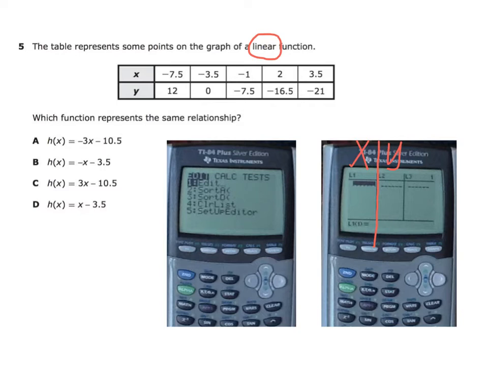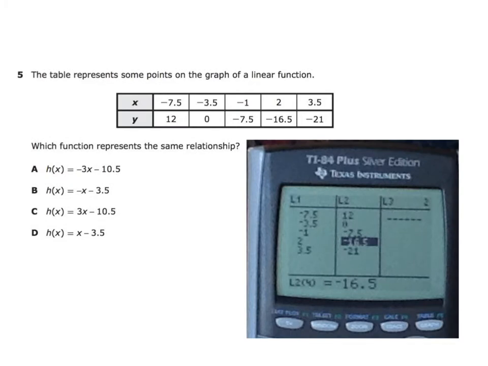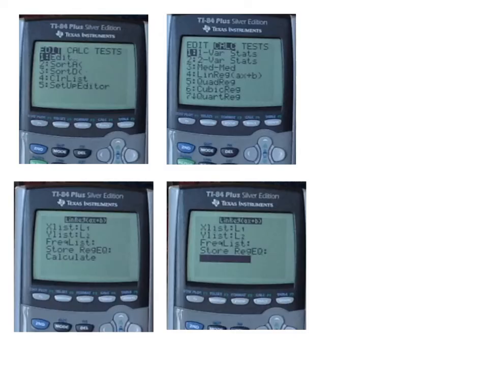Now that I have my table, I'm going to fill in all of my X values under L1 and all of my Y values under L2. Okay, now that my table is completely filled in, I need it to give me the equation. So I'm going to press that Stat key again, and it's going to bring back up the menu.